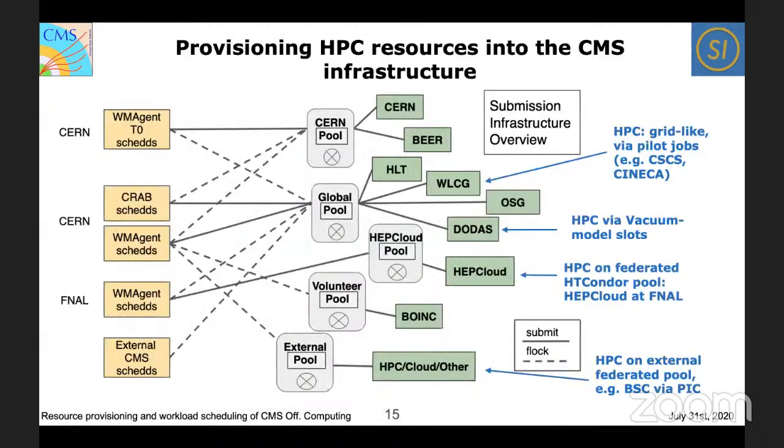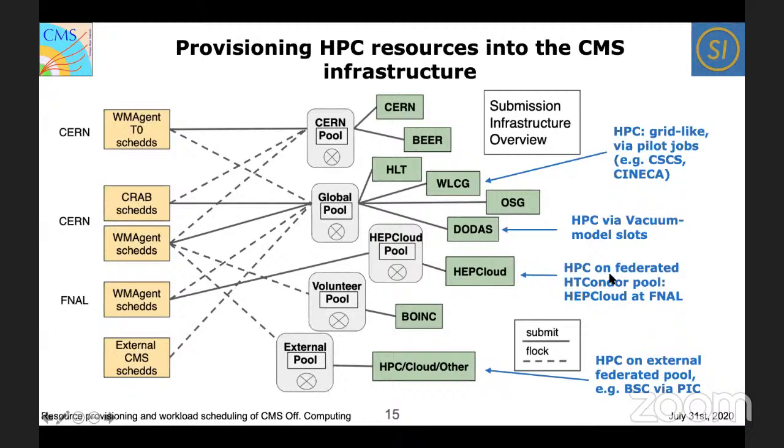So again, the same picture I showed before, the complexity of the pool, and now you can see I'm explicitly noting where and how we get HPC resources included in the mix. So the main component right now is still grid-like HPC. So we basically submit pilots to HPC sites. These pilots get to start and then join the pool. This is the case, for example, for CSCS in Switzerland, or Cineca in Italy. We can think of instantiating vacuum model slots in HPCs as well.